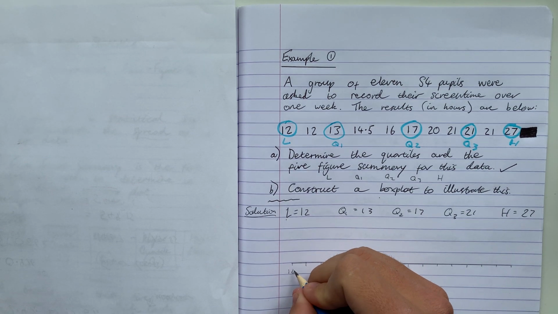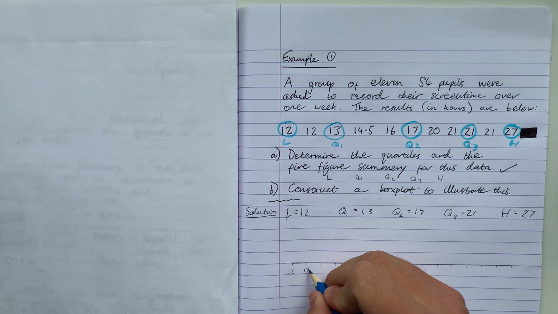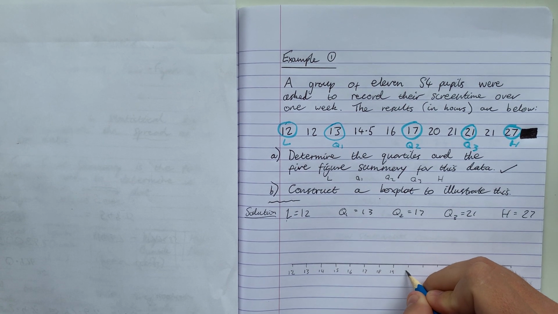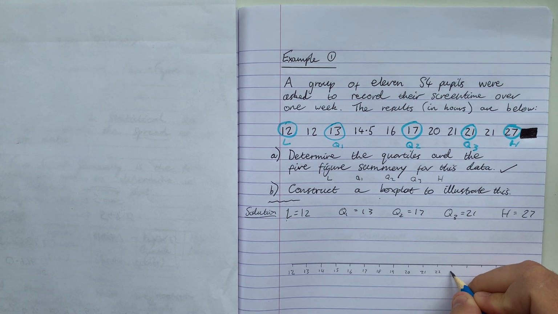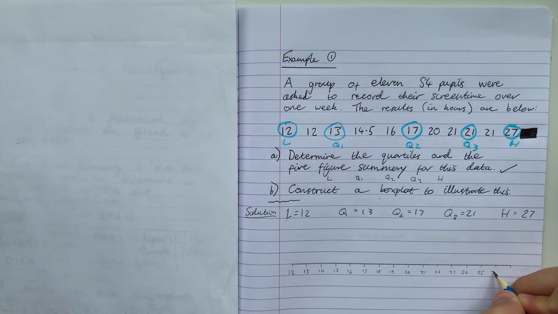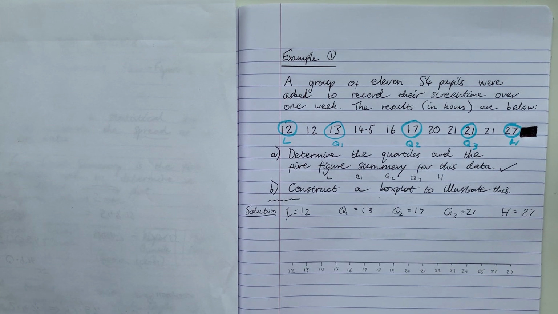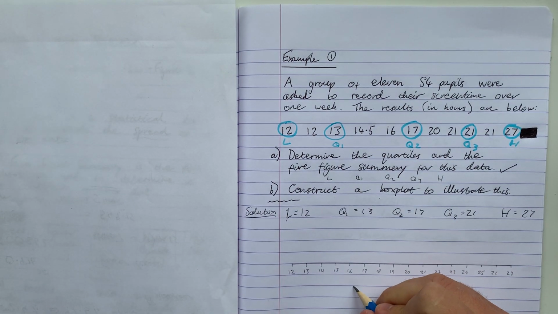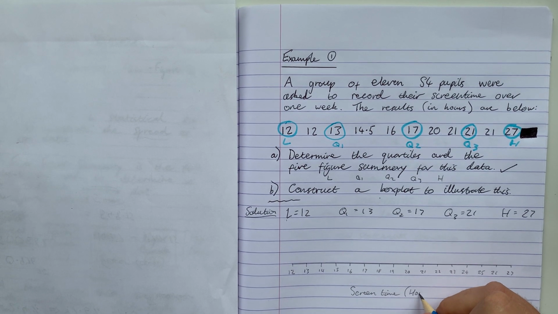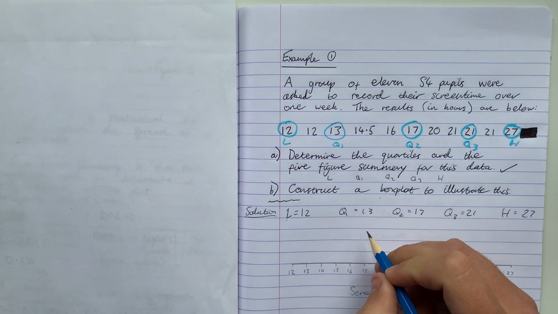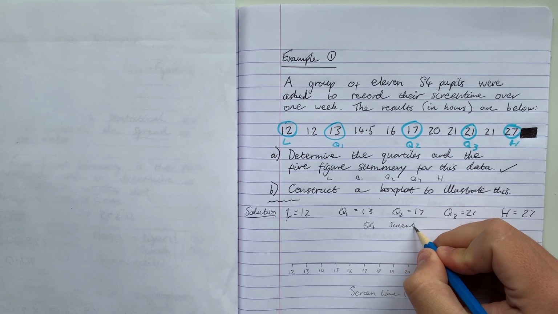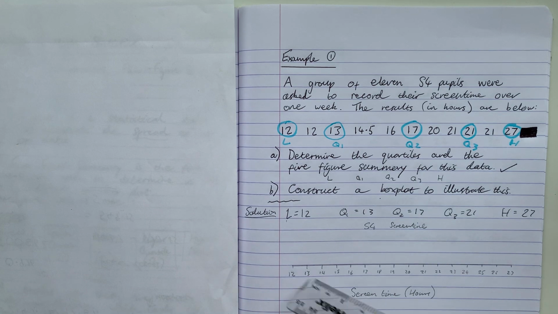Okay, we need to go from 12 up to 27, so we've got 12, 13, 14, 15, 16, 17, 18, 19, 20, 21, 22, 23, 24, 25, 26, and 27. Okay, so that's our scale at the bottom. We're going to label our scale, so remember this is screen time, and it's in hours. And we should have a title up here as well, so I'll just put S4 screen time. Okay, and that's our title.